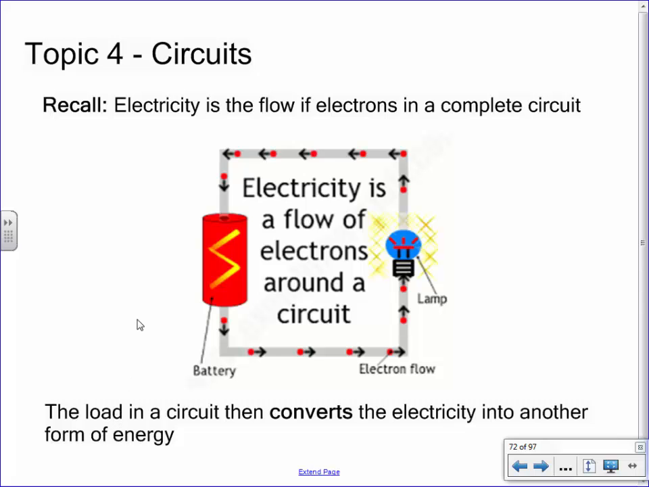A load. So a load could be a light bulb. A load could be a heating element in a toaster. A load could be a speaker. It takes the energy and converts it into something else. Okay. What we're going to focus on today now is different ways that we can build circuits and do something useful.